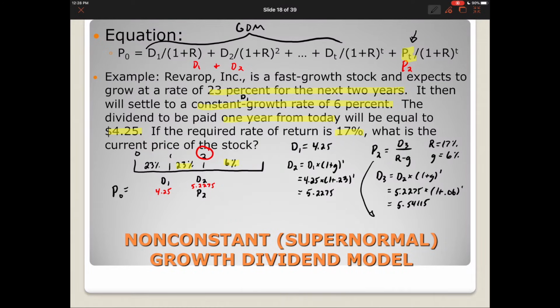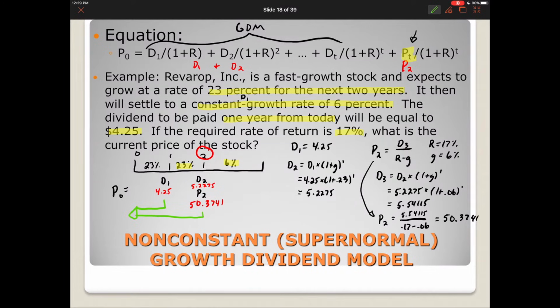So I can solve for the price by taking that third year's dividend of 5.54115 and dividing it by R, 0.17, minus G, 0.06, and I get a price here when the growth becomes constant of $50, and since it is an intermediate calculation, I'm going to keep it at 4 decimals. 50.3741, let's go ahead and write that on my timeline. So this price when the growth becomes constant is 50.3741. The current price, time 0, is going to be the present value of these cash flows.